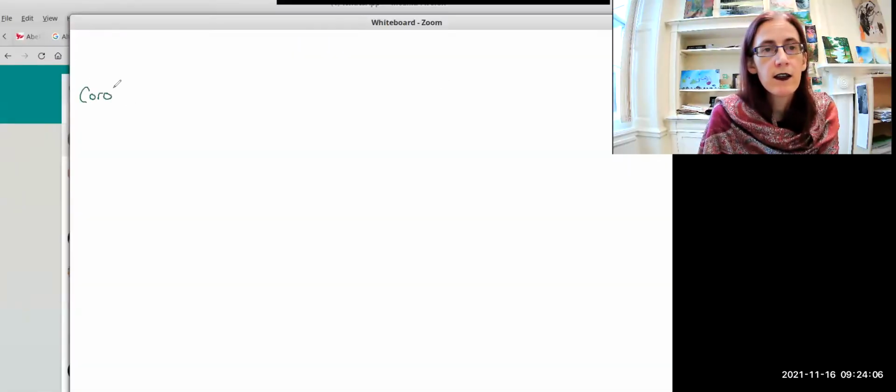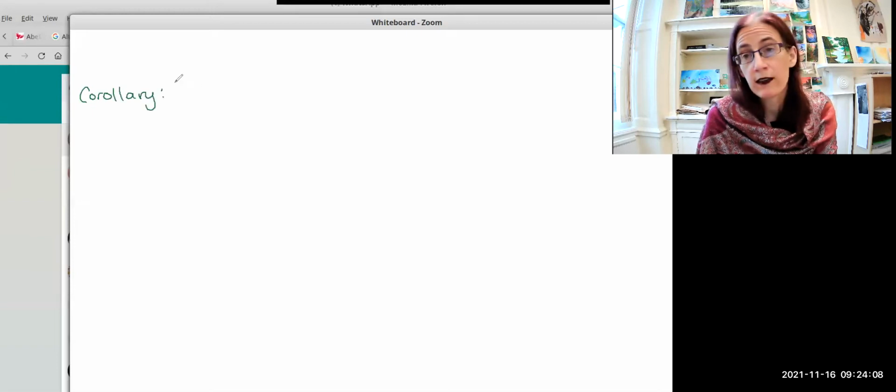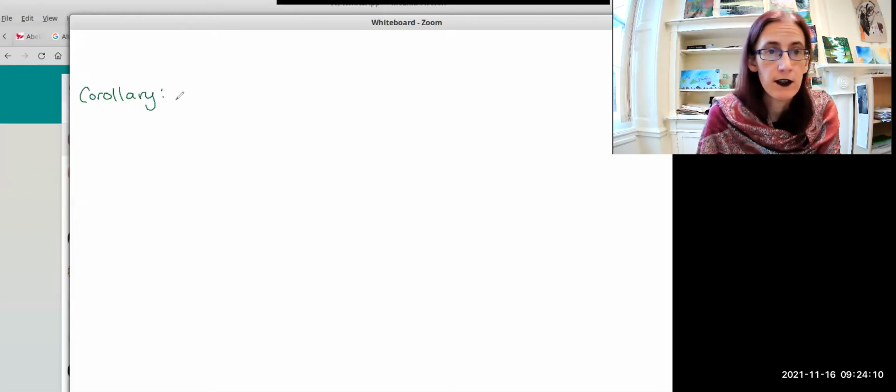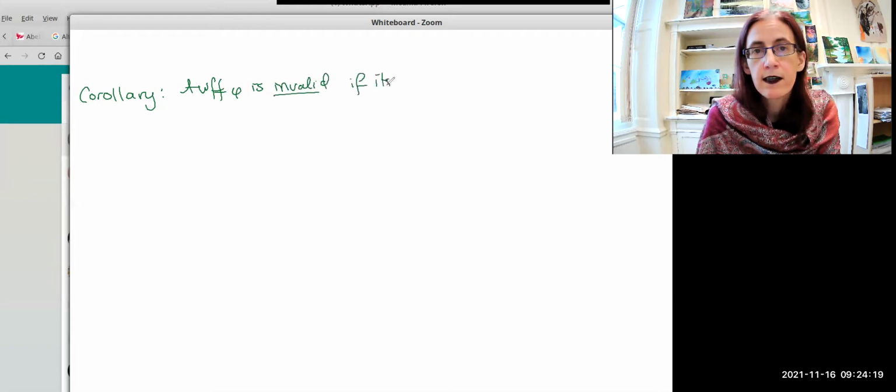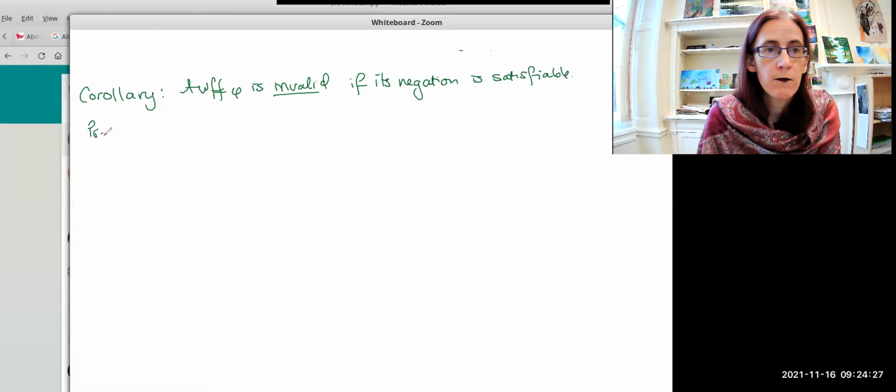We have this lovely little corollary, and it follows directly from the definition that we gave in the previous video. It says some well-formed formula phi is going to be invalid if its negation is satisfiable. So this is an if-then statement. If we want to prove it, we start by assuming the antecedent. So suppose that not phi is satisfiable.